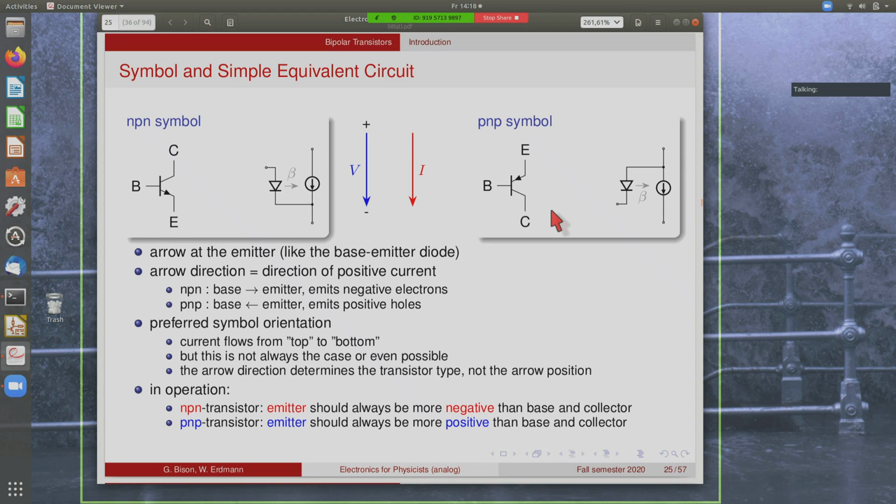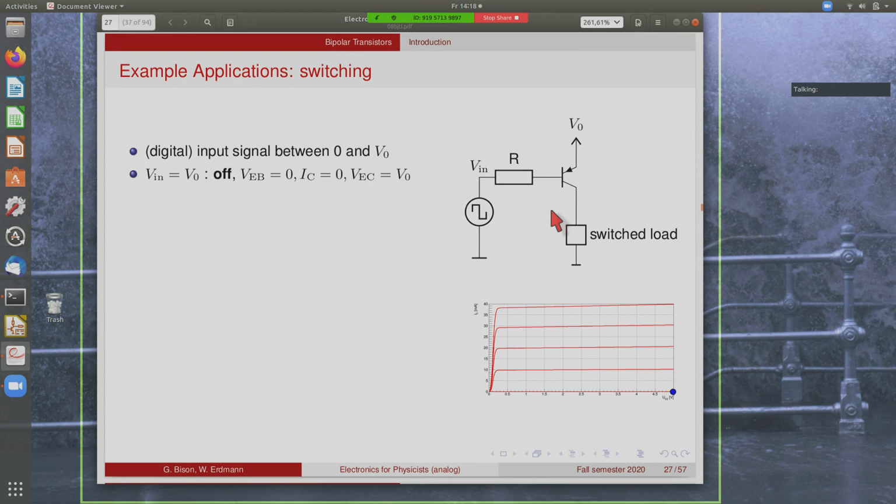Okay. So let's start looking at some example applications before we start analyzing a circuit with transistors in more detail.